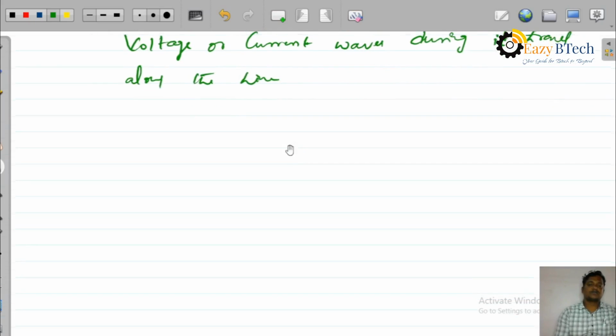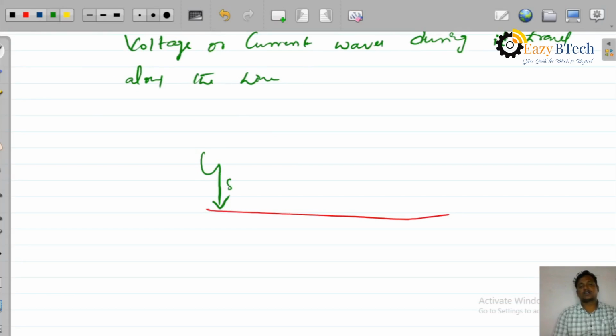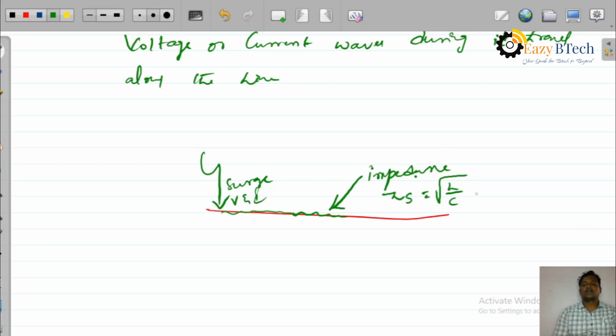Assume that it is an overhead transmission system, and a surge is initiated here. Then the surge, with voltage and current waveforms, flows through the transmission line. The impedance this transmission line offers to that particular wave is called surge impedance. It can be calculated from the inductance and capacitance of that transmission line. That is called surge impedance.